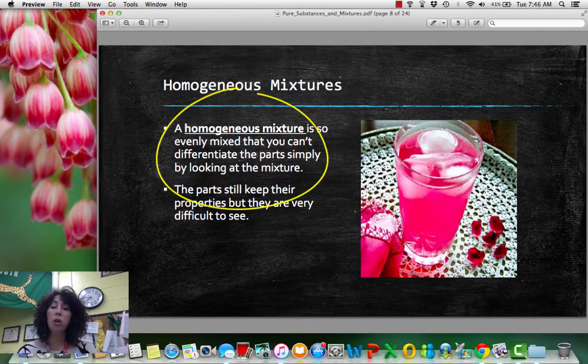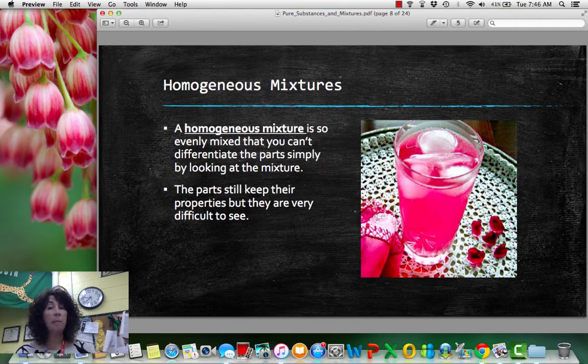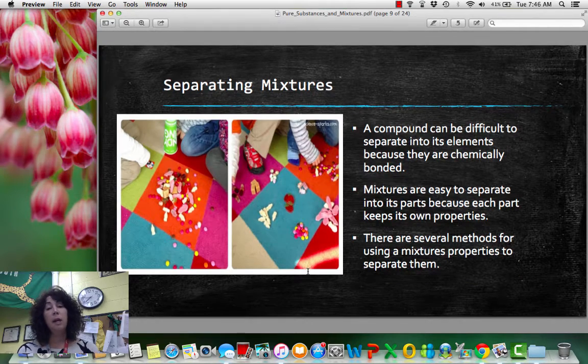With a homogeneous mixture, whatever is being mixed together, not chemically combined, but mixed together, appears to be the same throughout. So you can't necessarily pick out a part of the mixture. They're a little bit more difficult to see. And of course, depending on the type of mixture, we can separate them. Compounds obviously are difficult to separate because they are chemically combined. Mixtures are easier, again, because we can think about the different substances that are in that mixture and separate it based on its properties.